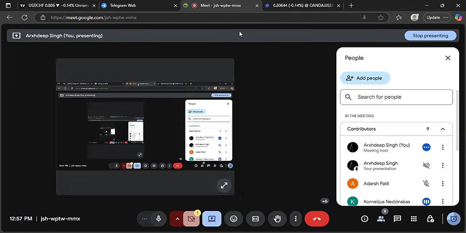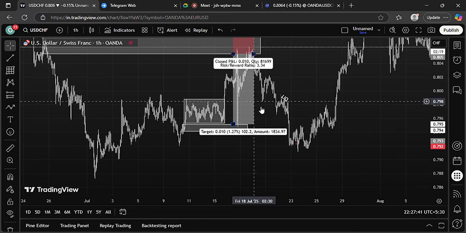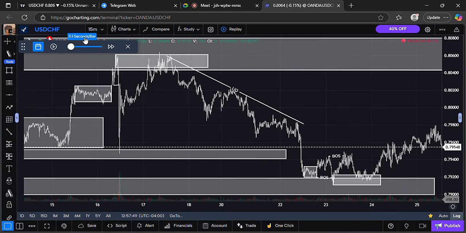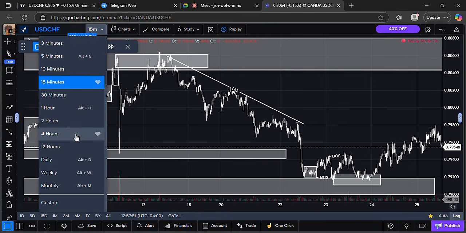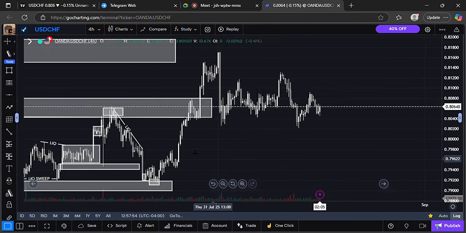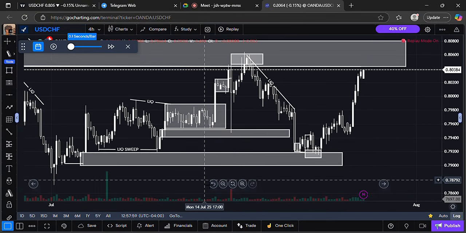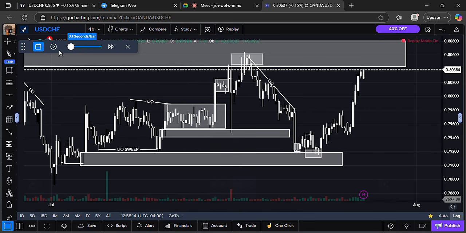I have a question. Even though we use 1 hour in this case as demand, and we're going to 15 minutes, can I go to 5 minutes or just stay with the 15 minutes for confirmation? 15 minutes is more accurate than 5 minutes, because the bigger the time frame is, the higher the accuracy of the trade is. Okay, perfect.